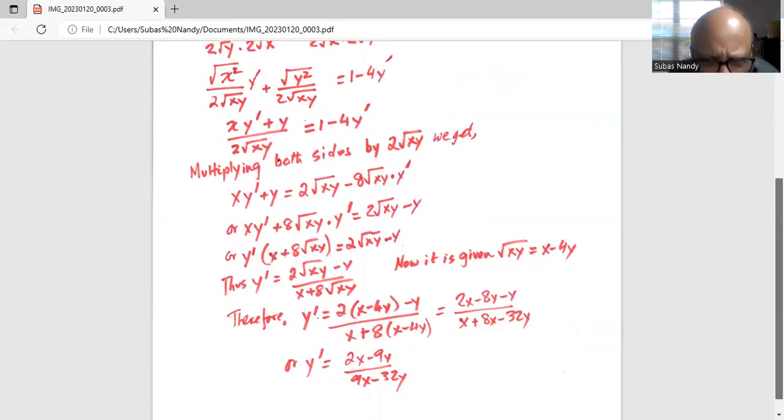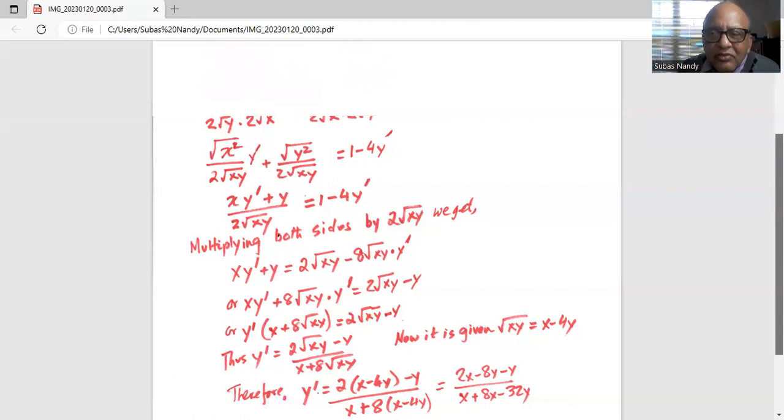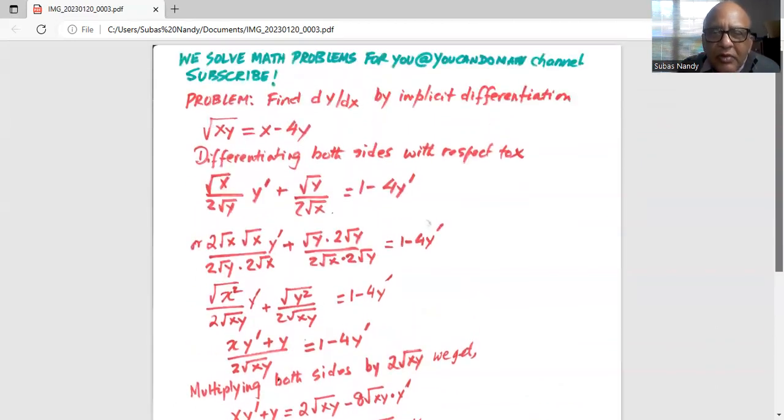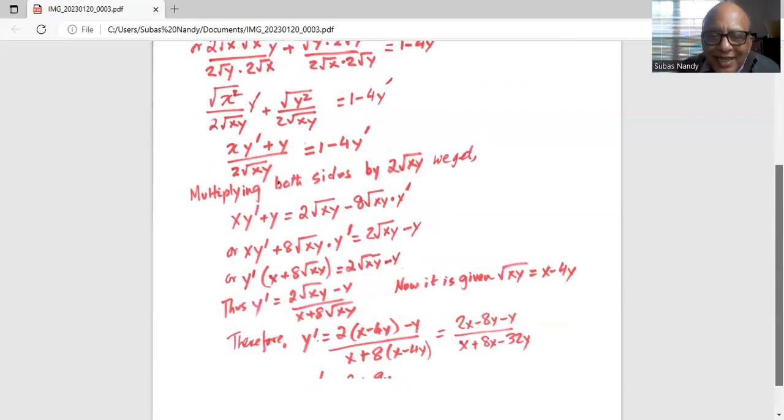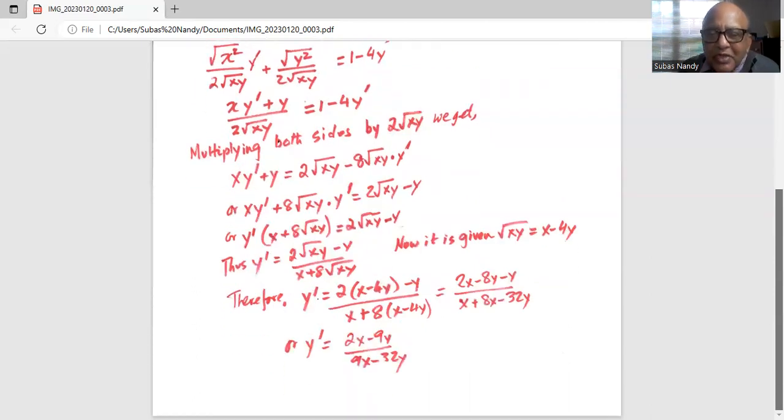Now I will distribute the 2 in the numerator in the first term. So it's 2x minus 8y minus y, divided by x plus 8 distributed to the second term, 8x minus 8 times 4 is 32y. Hence, y prime is equal to 2x minus 9y in the numerator divided by x plus 8x is 9x minus 32y. That is your final answer for y prime. Okay. So because we wanted to find dy by dx, dy by dx or y prime is equal to 2x minus 9y divided by 9x minus 32y.